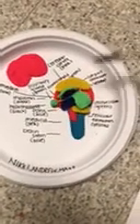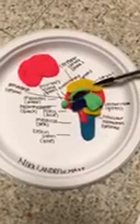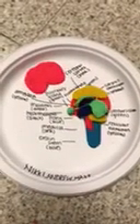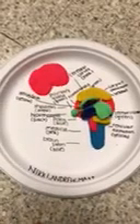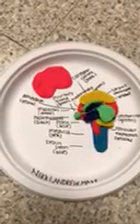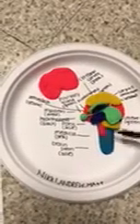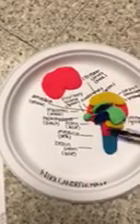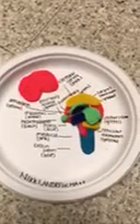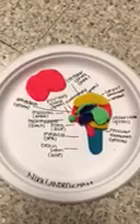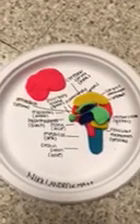Next is the corpus callosum, and that's the yellow. The corpus callosum is responsible for holding both hemispheres of the brain together. The medulla, which is the reddish pink thing along the brainstem, is responsible for involuntary movements such as heart rate.